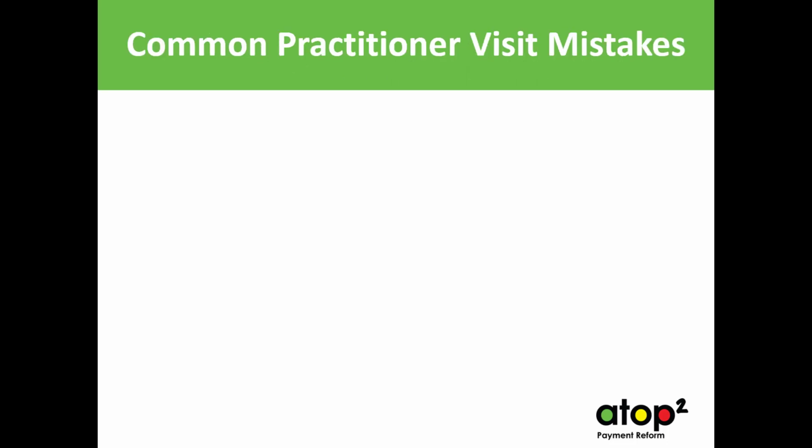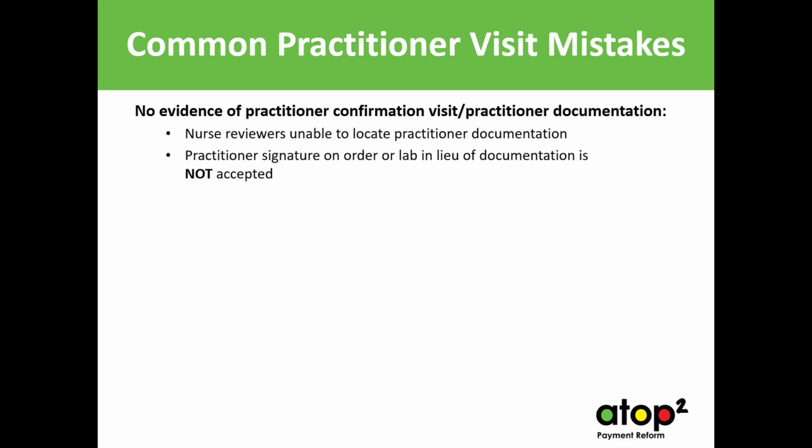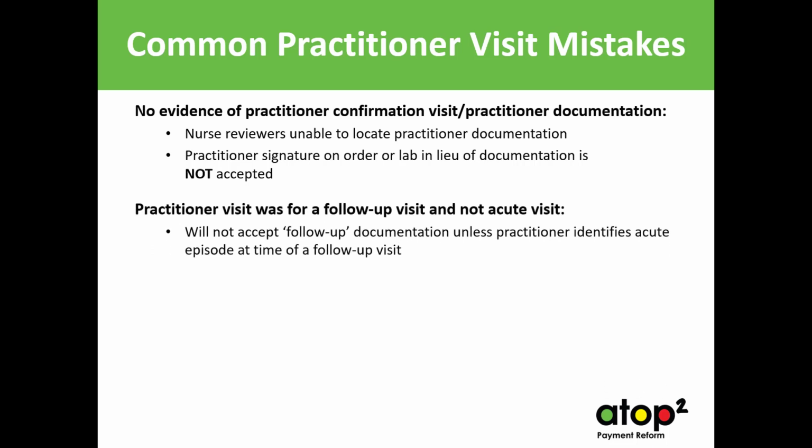Some common mistakes found with the practitioner confirmation visit include no evidence of practitioner confirmation visit or practitioner documentation. Nurse reviewers were unable to locate practitioner documentation. Practitioner signature on order or lab in lieu of documentation is not accepted. Practitioner visit was for a follow-up visit and not an acute visit. CMS will not accept follow-up documentation unless the practitioner identifies an acute episode at the time of a follow-up visit.